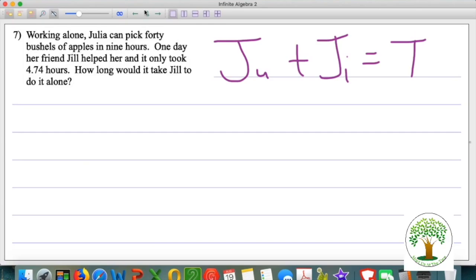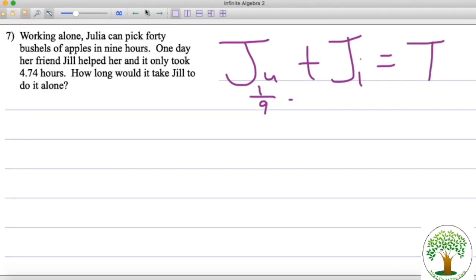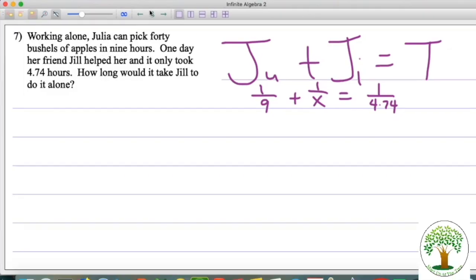But when we plug in, this is the different part. We know how much Julia did. She worked 40 bushels in 9 hours. What do we put under Julia? 1/9. What do we put under Jill? The 1/x. We don't know this one, so this is the 1/x. But we do know how much they did together: 1/4.74.